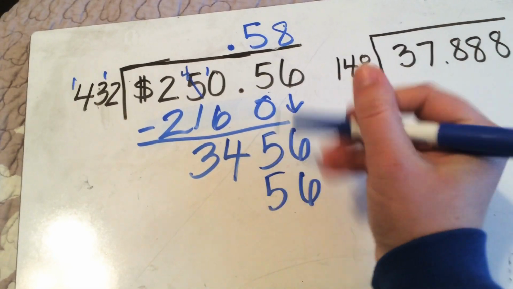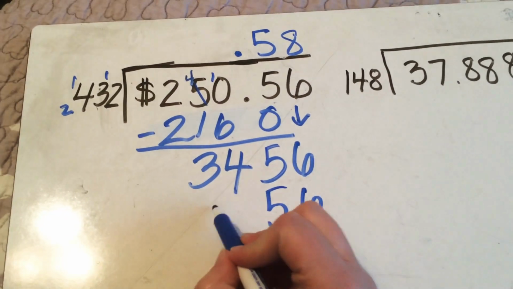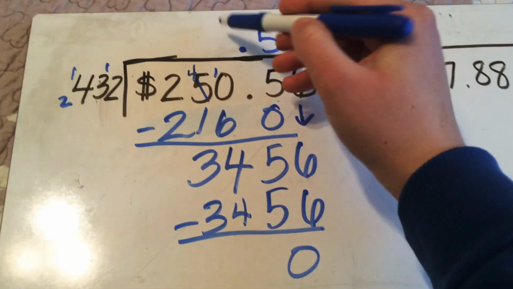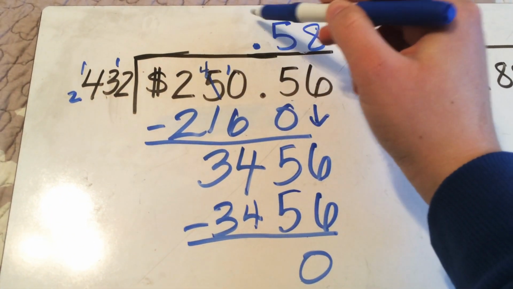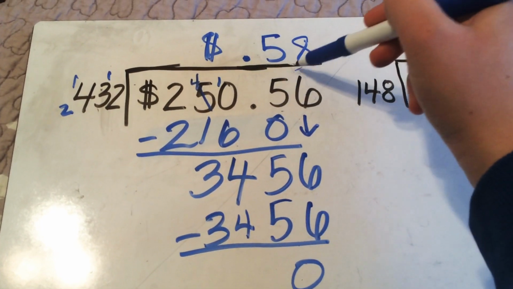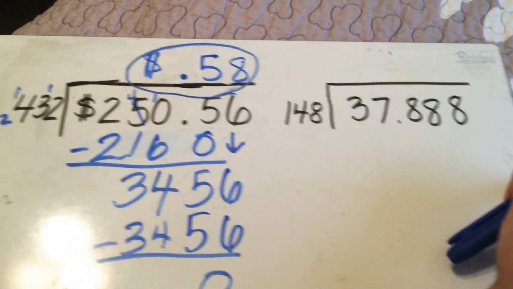25. Guys, look at this. And 8 times 4 is 32. 34. I love when problems work out like that. All right, so there's no remainder. And remember, this is a money problem. So our quotient, our answer is 58 cents, okay, or 0.58.